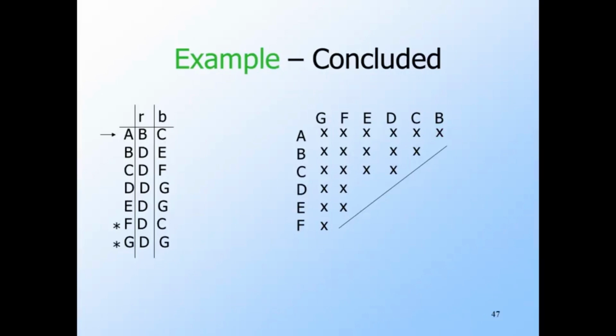Okay. We are now done. We've distinguished every pair of states except for D and E. Moreover, we can never distinguish these states since they both go to D on input R and to G on input B.